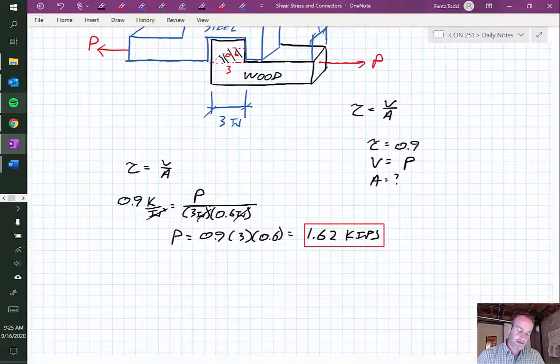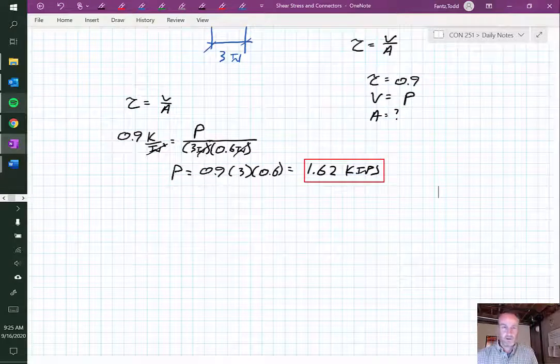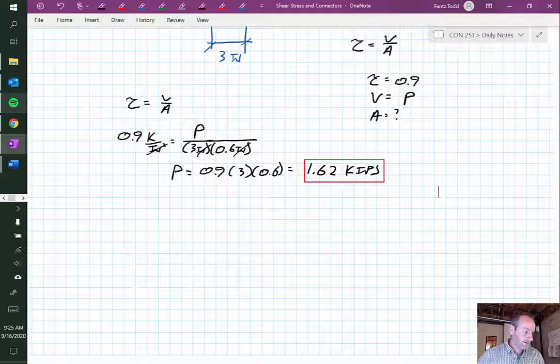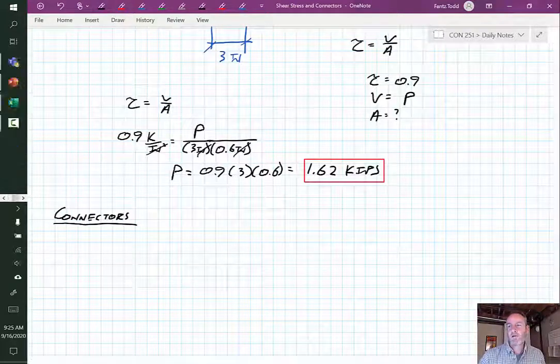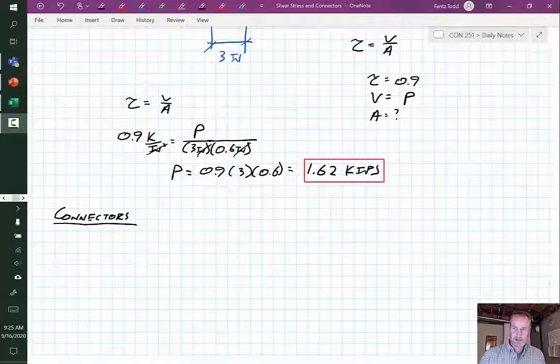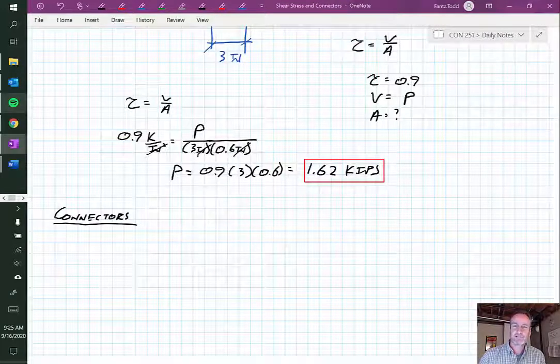All right, so the other topic we need to talk about is how this whole shearing force relates to our connections, like if I have a bolt or a screw or a nail. And so let me start with the title. A lot of this depends on how the connections are made, meaning the first type of connection we're going to look at is called a single shear or lap shear. So let me draw that out.